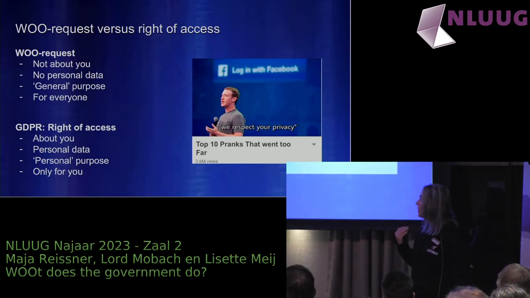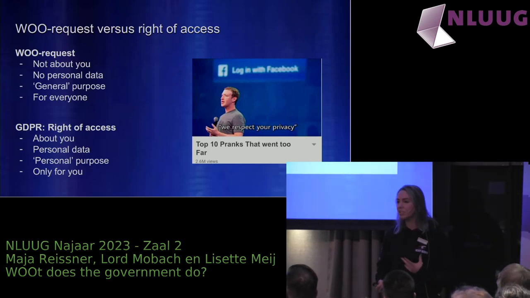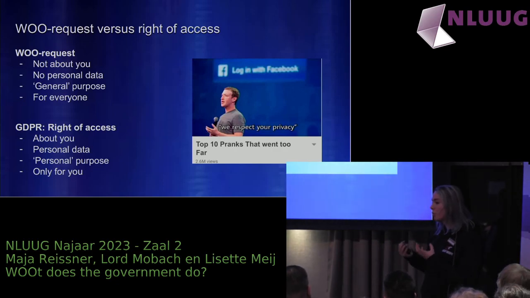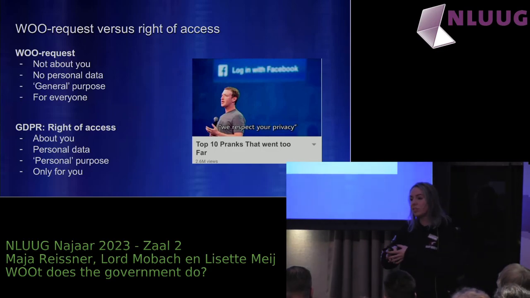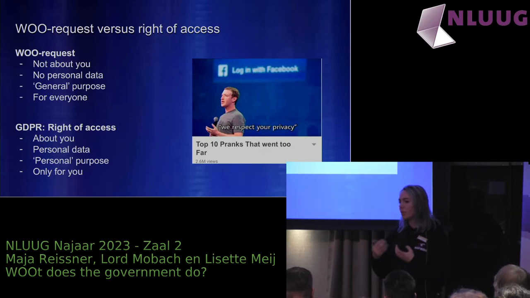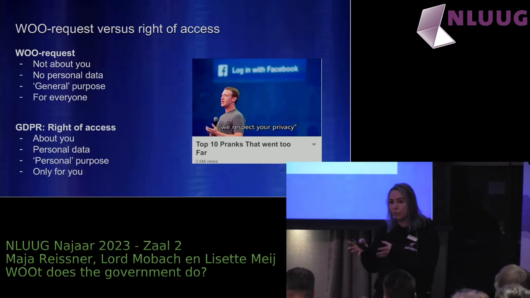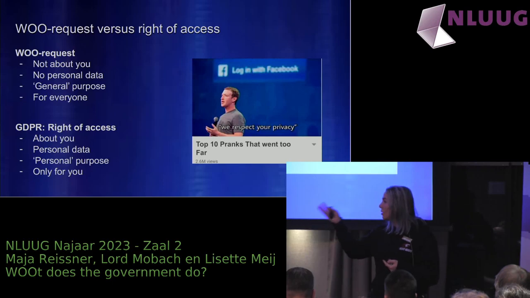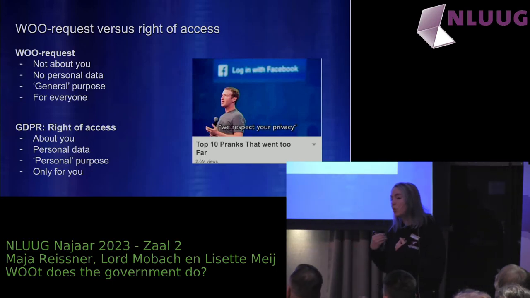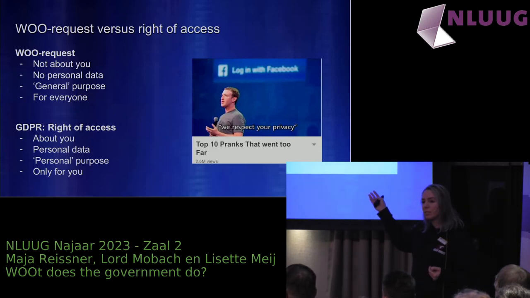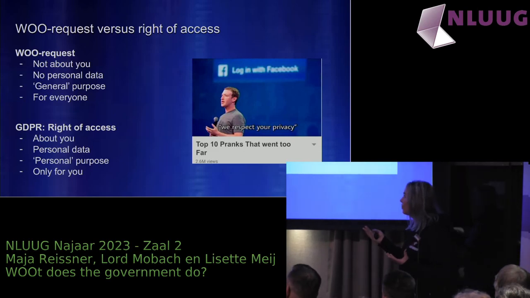One difference I want to point out is that very often you hear that a WOO request, they say, oh, well, you also have the right of access under the GDPR, the General Data Protection Regulation. For those that are not very familiar with it, it's very different because a WOO request is focused on government information and not on personal data. And while the right of access is focused on personal data and not on other information, and it's always about an individual. And to give you some background info, if you want to make use of a right of access, you can only ask about your own personal data. So I can't ask for Mendel's or Maja's personal data that's being processed. I'm the only one that can use the right of access. While a WOO request doesn't matter who does it, because you want to know the governmental data.